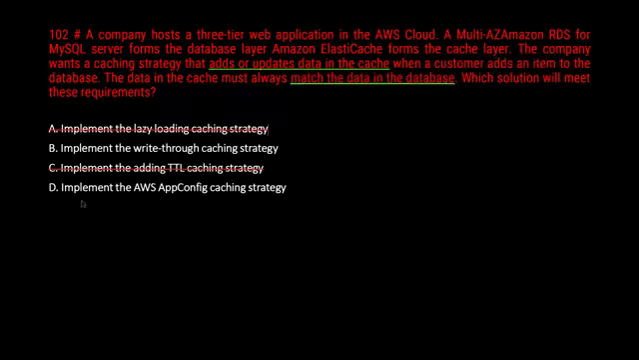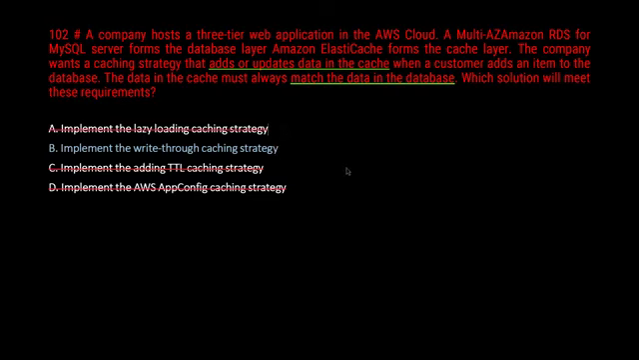Then we have implement the AWS AppConfig caching strategy. This is a service that helps you deploy and manage application configuration. It is not specifically designed for caching data synchronization between a database and a caching layer. So let's cross that. Then we are left with option B, which is implement the write-through caching strategy.